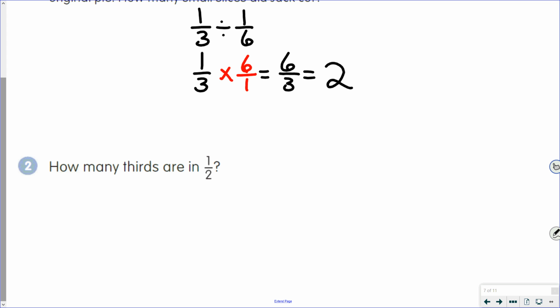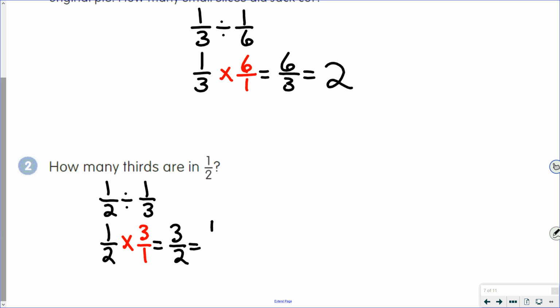How many thirds are in 1/2? We start with 1/2. We divide it into thirds. Keep, times, turn. We get 3 over 2, which is 1 1/2.